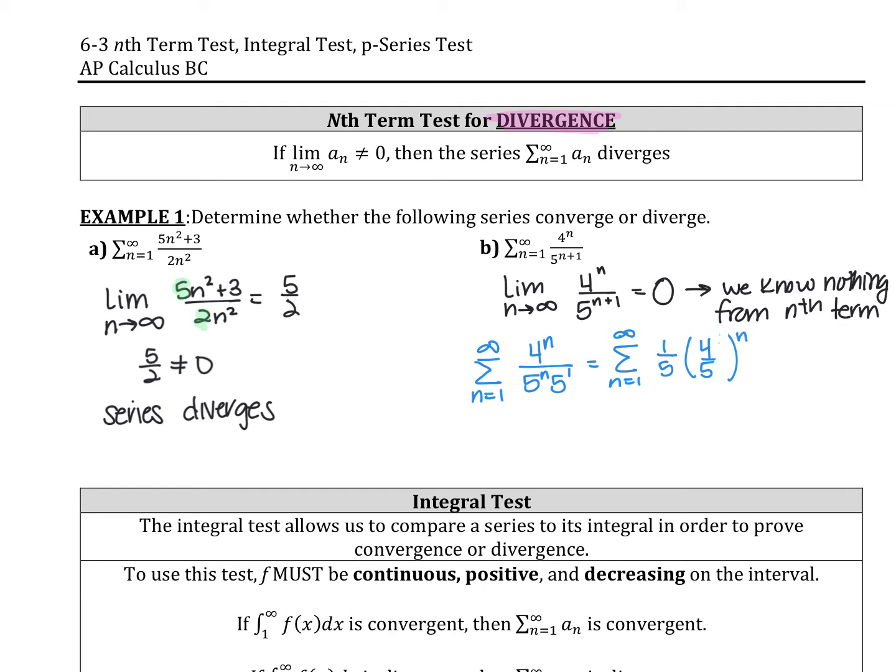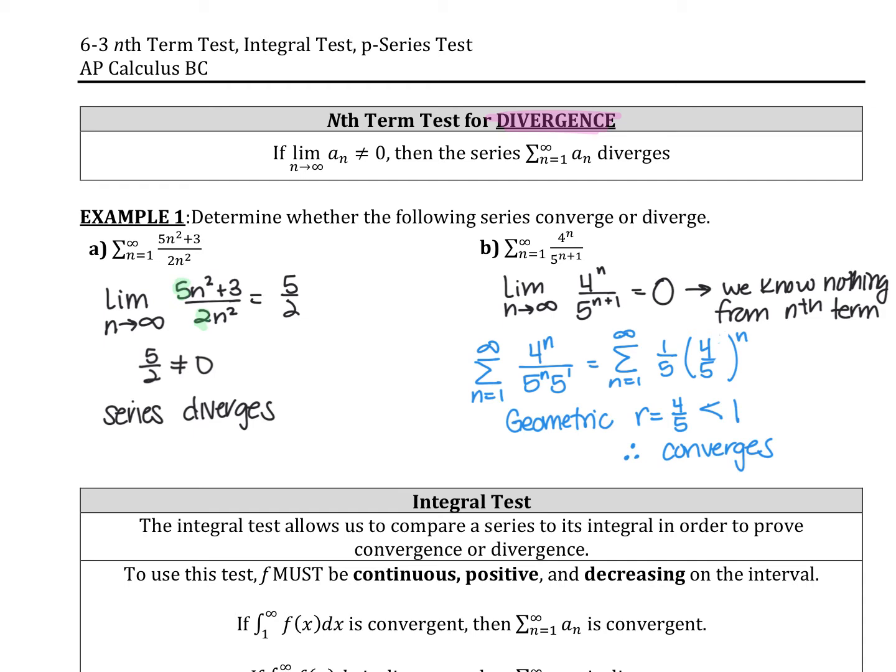What form is this in now? Hopefully you notice this is geometric. This is geometric, and therefore I know my r is 4/5, and I know that that is less than 1. So therefore, we can say that this converges. We can't say that because it's equal to 0, it converges. That's not that we can't make that statement. But I can say because it's geometric, it converges.